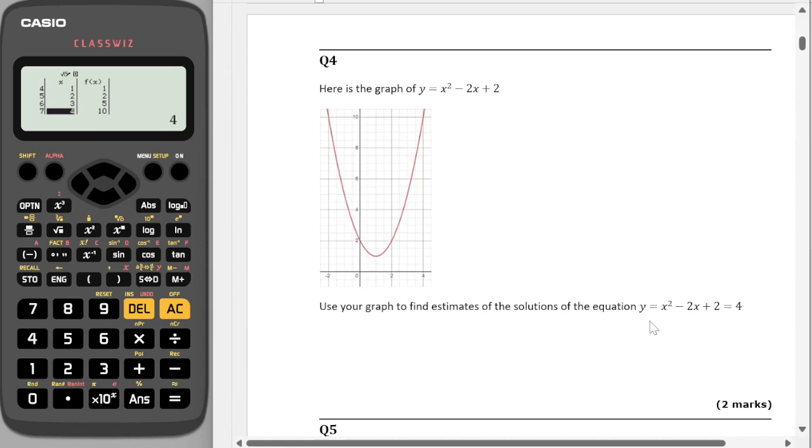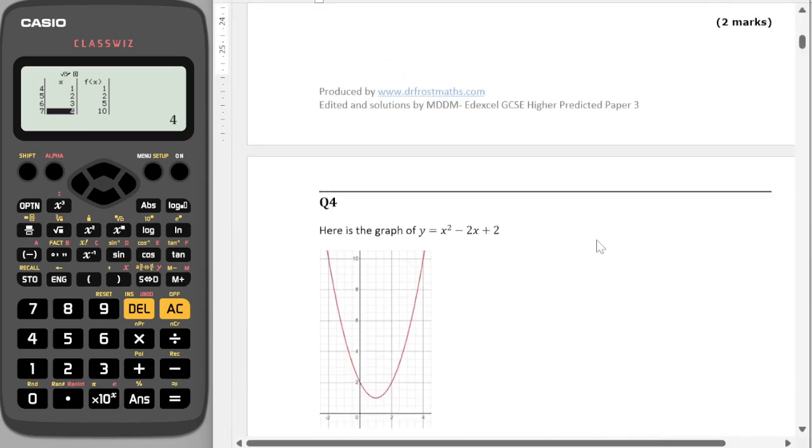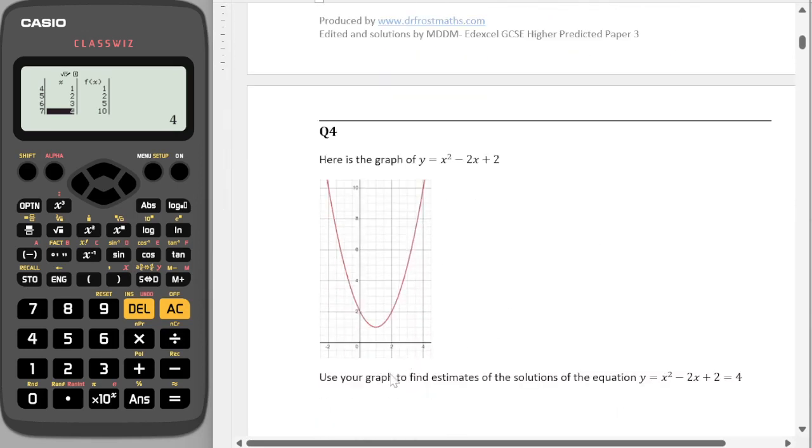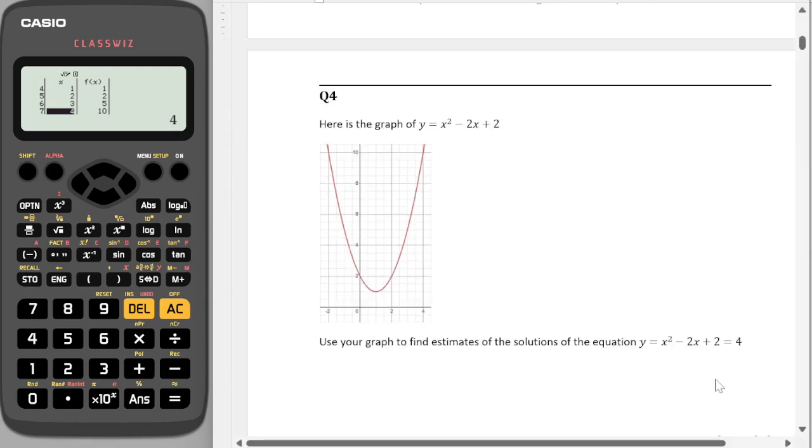Okay, question 4. Here is the graph of y is equal to x squared minus 2x plus 2. What was the graph we just drew? That's the graph that we just drew. So use your graph to find estimates for the solution of the equation x squared minus 2x plus 2 is equal to 4. So I think possibly we shouldn't have that there.